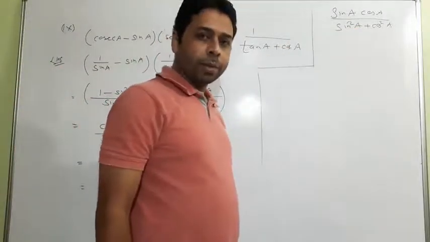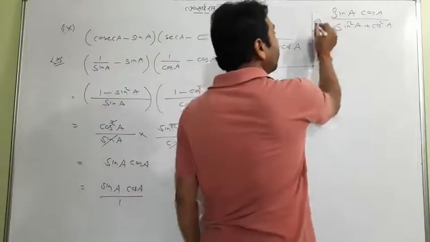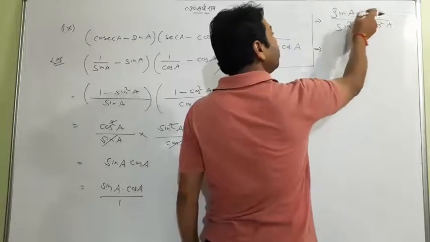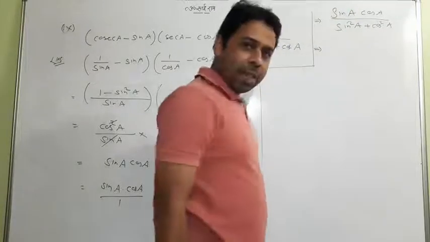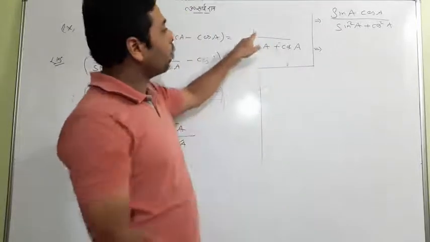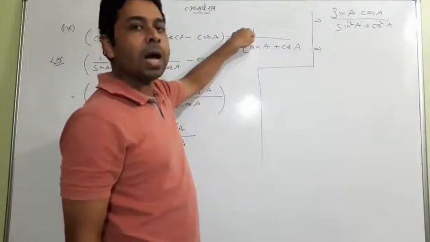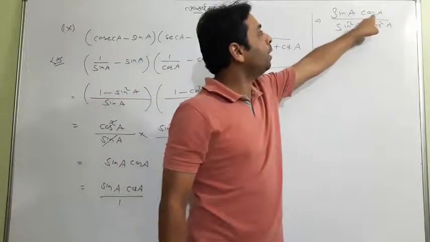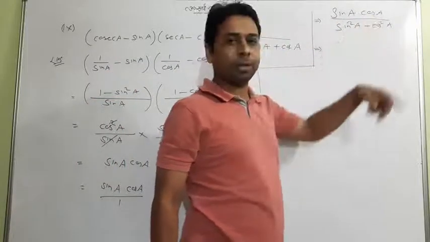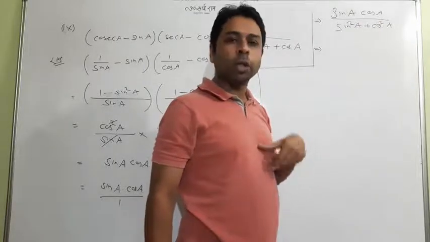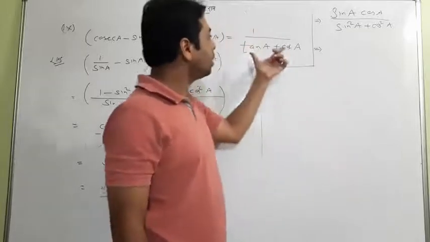That is simple. Now look at the term here. This is sin A into cos A, which is in the numerator. What do I want here? I want 1 in the numerator. It is not 1, so how can it become 1? I will divide by sin A cos A in the numerator as well as in the denominator. You don't need to remember all the things, but you have to see the requirement.